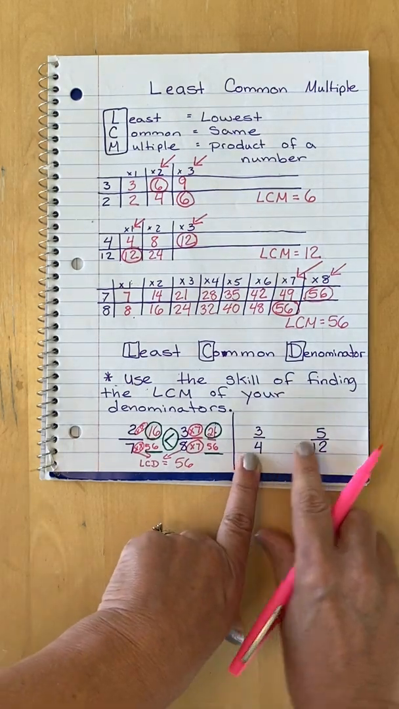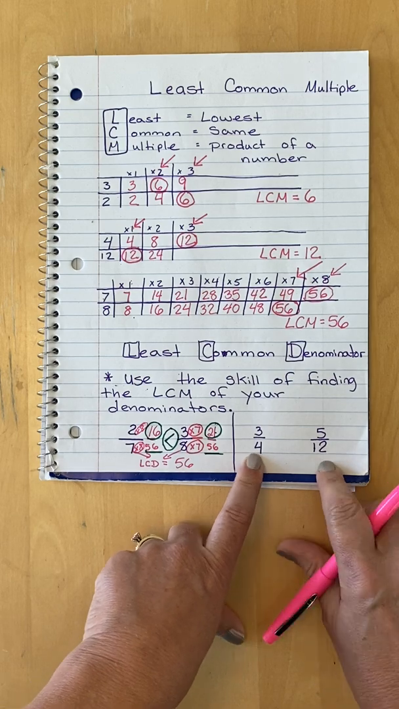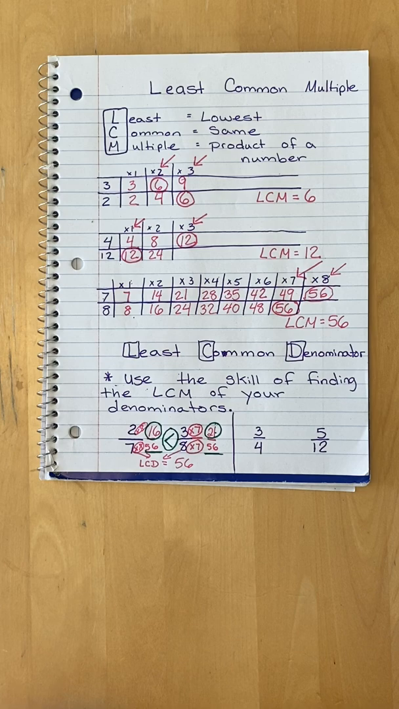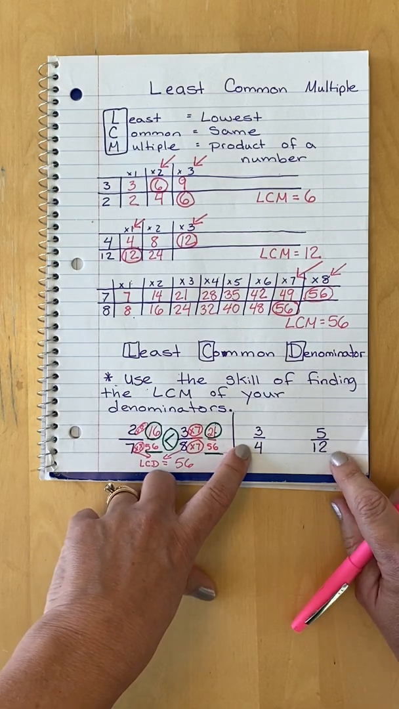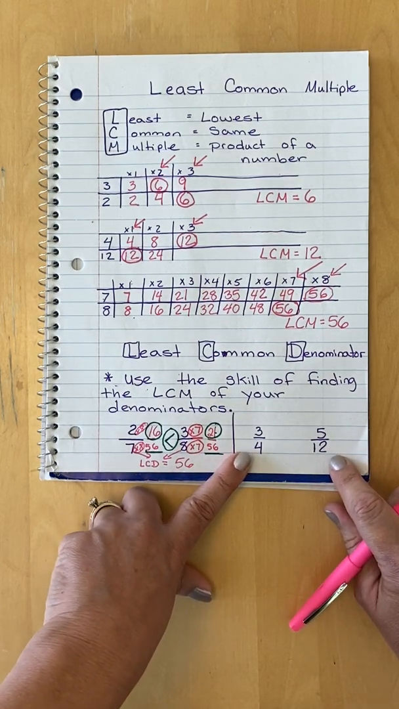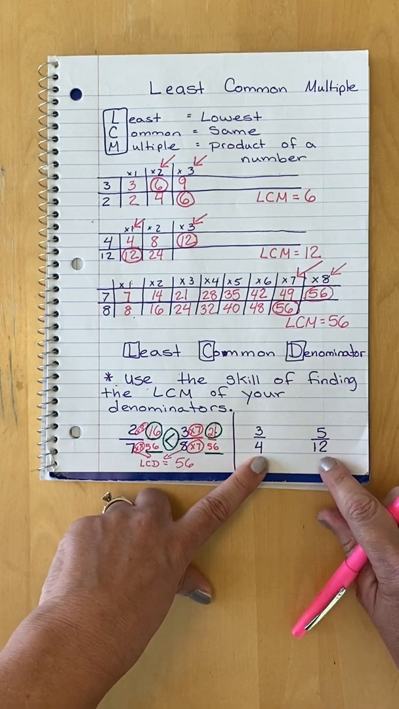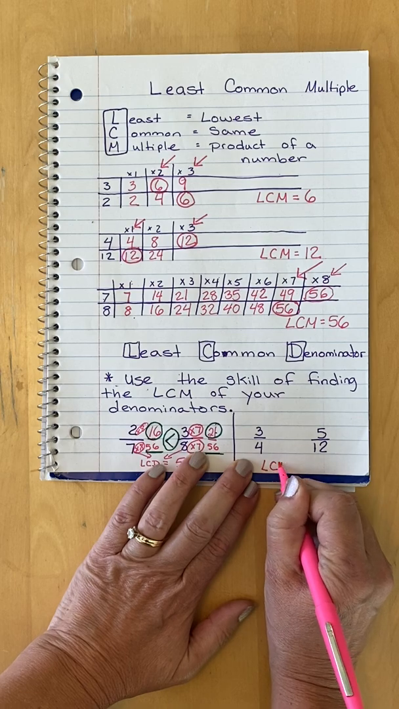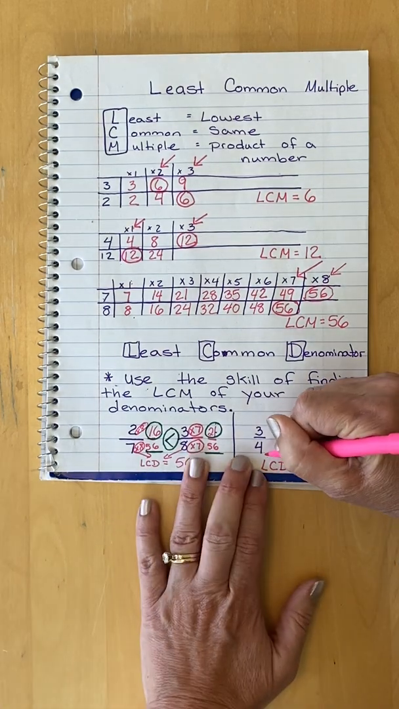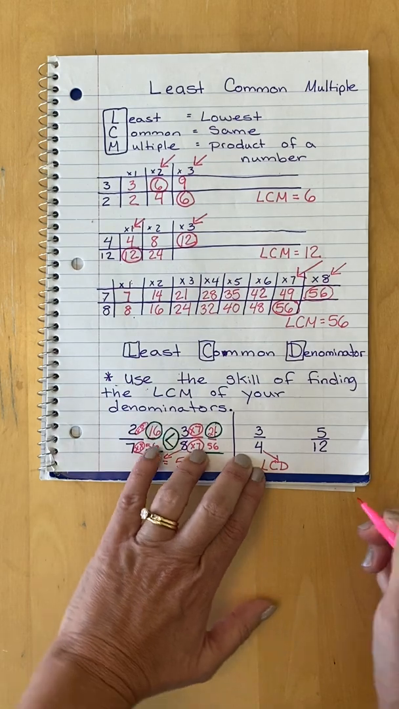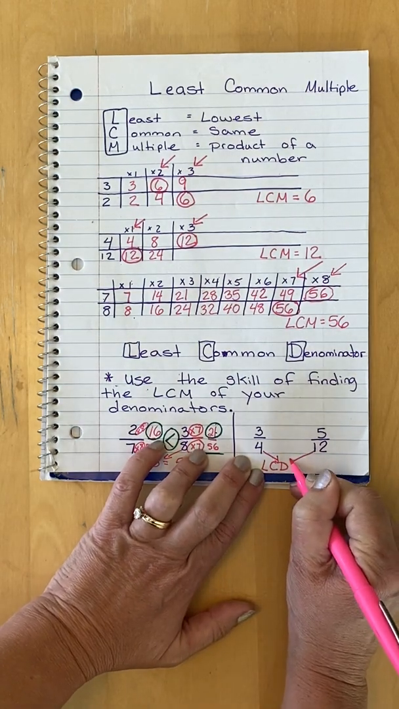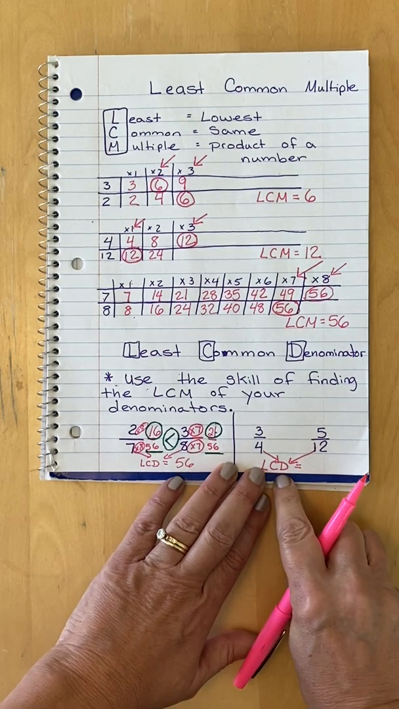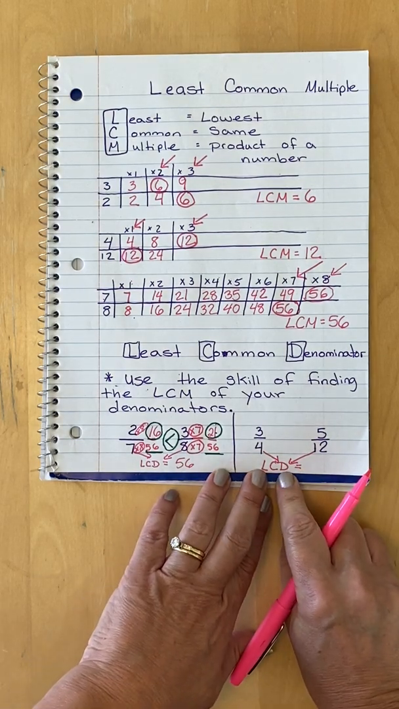Let's look at another example. We have 3/4 and we have 5/12, and I want to compare them. So I know they're both more than half, so I can't use benchmark. So what I'm going to do is I'm going to make common denominators. So to make common denominators, I need to find the LCD. So I have the denominator of 4, and I have the denominator of 12. And I want to find out what my LCD is. So I use the skill of LCM.